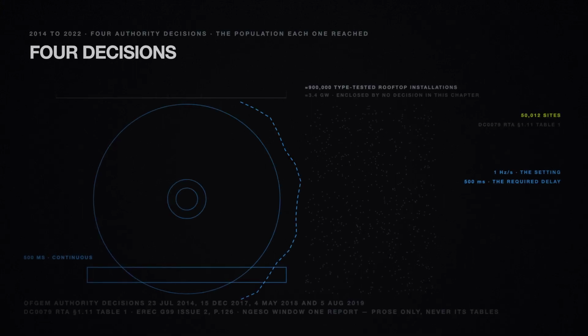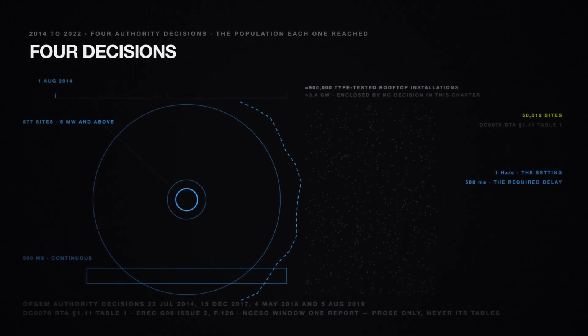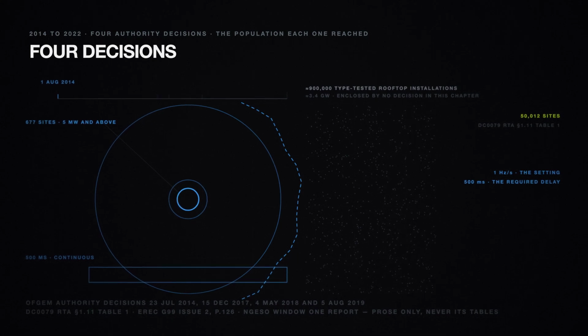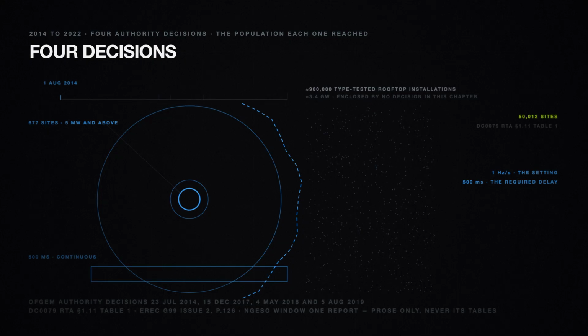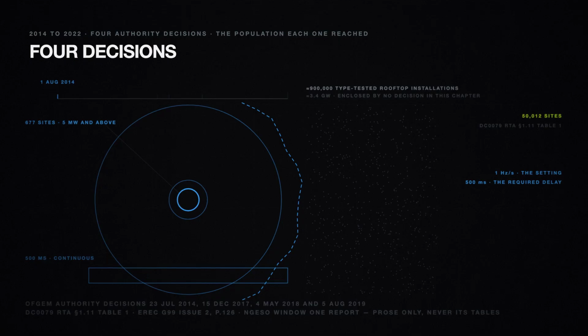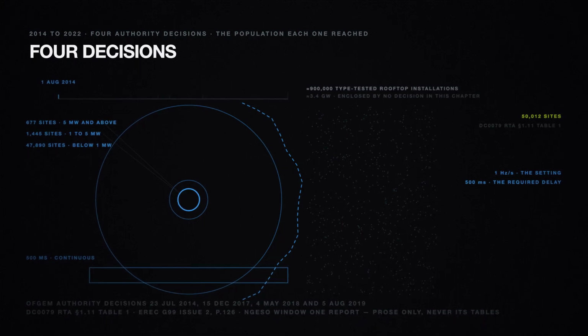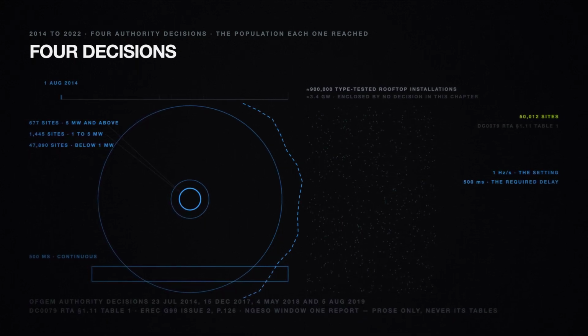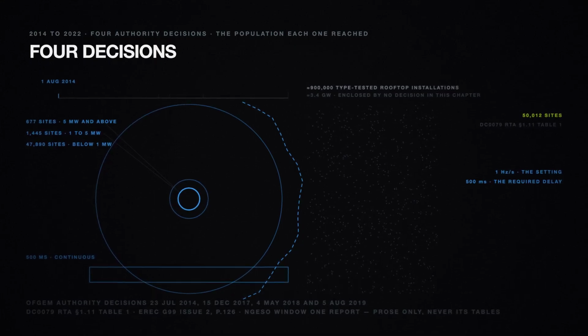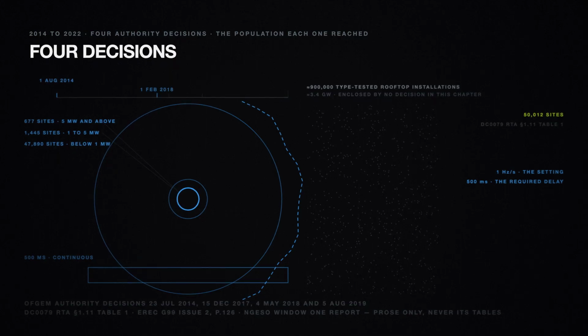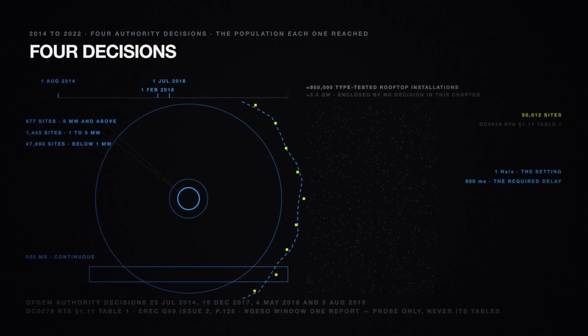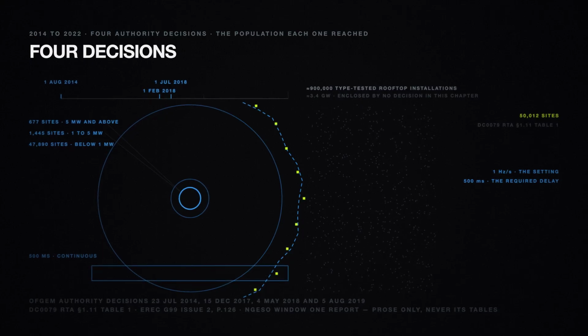On the 1st of August 2014, the new setting took effect for plant of 5 megawatts and above, 1 hertz per second for non-synchronous plant. 677 sites, 677 out of 50,012, 1,445 between 1 and 5 megawatts, and 47,890 below 1. The second and third decisions, in force from February and July 2018, covered new plant, not the population already on the network.